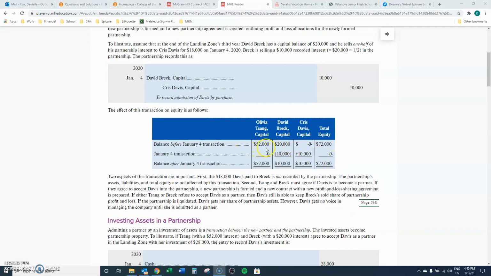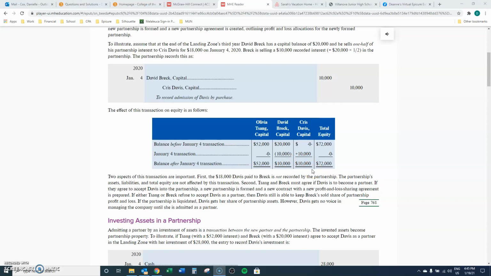So before the transaction, Olivia had $52,000 in her capital account. David had $20,000, and there was $72,000 total equity. On January 4th, David sold half of his, so he sold $10,000, which leaves him with $10,000 remaining, and Chris purchased the $10,000, which leaves him or her, I'm not sure, with $10,000 remaining. So there's still total equity of $72,000. That did not change. Olivia's stayed the same, but David went from 20 to 10, and his 10 went to Chris. So that's how that one happens.